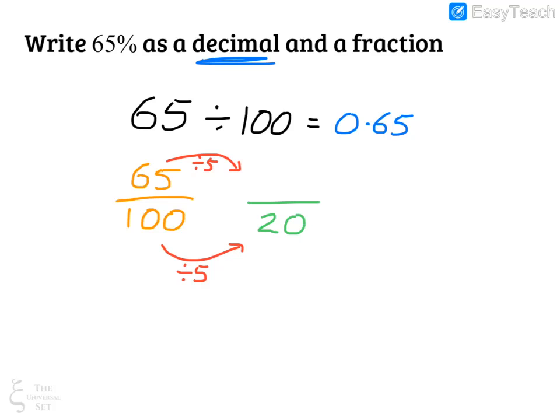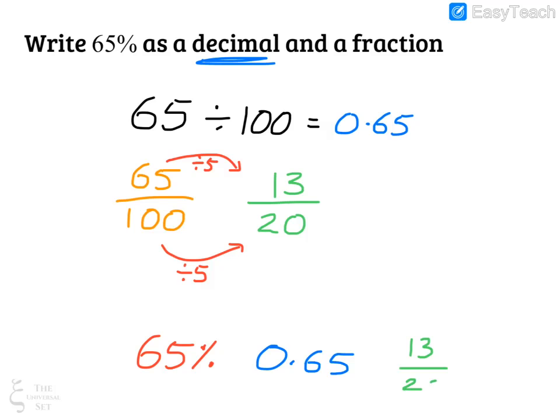20 5s make 100. How many 5s make 65? If you're not sure, you could count up in 5s, couldn't you? That's not too tricky to do. 5, 10, 15, 20. We keep going like that until we get to 65. We'll find out that it's 13. So the answer to that one is going to be that 65% is equivalent to 0.65, which is also equivalent to, as a fraction, 13/20. There we go. All those three are equivalent.